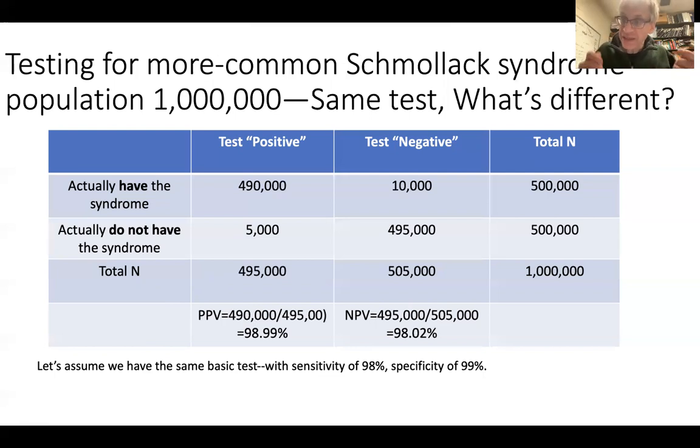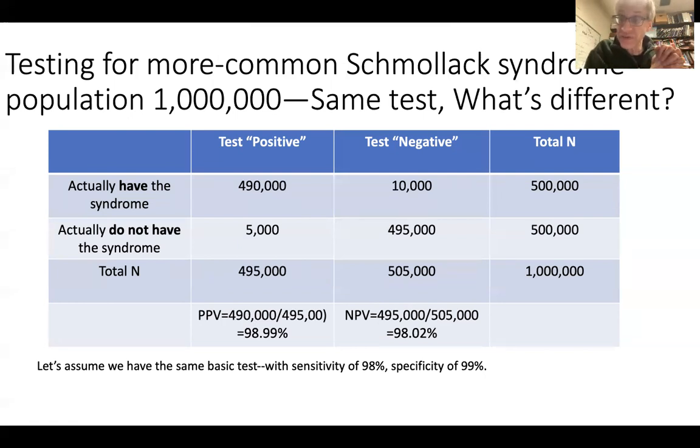Now, by the way, note that everything I just showed you was based on a very rare condition. 1% of the people had it. What happens if I do exactly the same kind of stuff, but now I have a more common thing? I'll call it Pollack syndrome, and this one is actually present in half the population. So let's run exactly the same test that I did the first time. It's got a sensitivity of 98%, and a specificity of 99%.